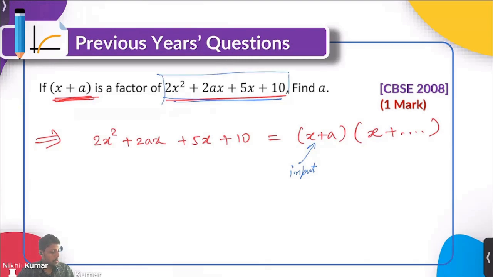Try choosing input as minus a and see what happens. If you choose input as minus a, this term will become 0. 0 multiplied by anything is 0. So I didn't really need to know what the other factor is. If I have to find just one zero of this polynomial, I'll just choose this as the input and this will give me 0. This will make the polynomial 0. Okay, with this understanding, let's now solve this question.